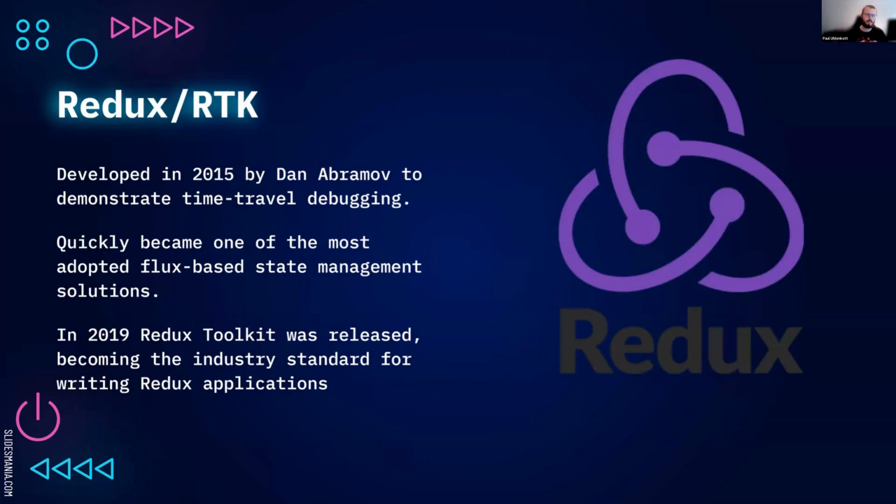Redux was developed in 2015 by Dan Abramov, originally to help him demonstrate how you can do time travel debugging in React. It soon would become one of the more adopted Flux-based state management solutions, and with the release of Redux Toolkit in 2019, it soon became an industry standard in developing applications.